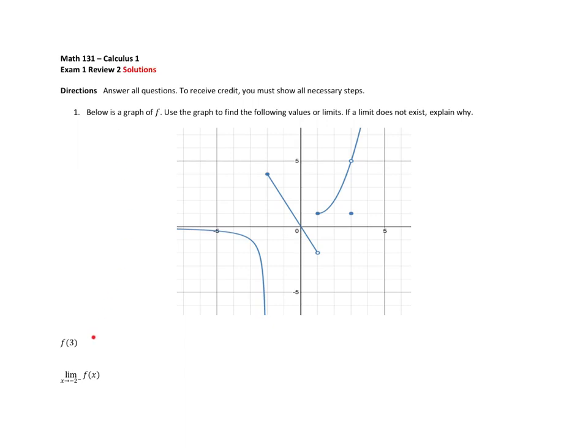In question 1, we'll first find f of 3. So off of the graph, that's the y value at 3. So here's 3. The y value is 1. So this exists, and I'll say is equal to 1.